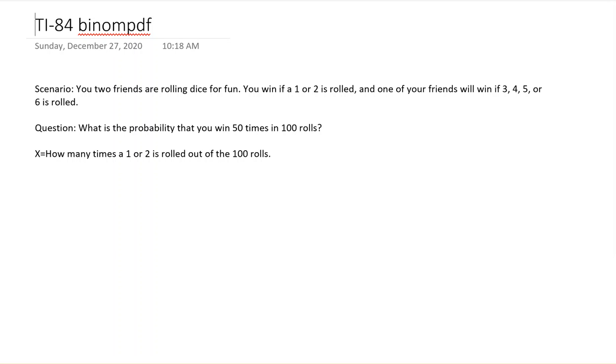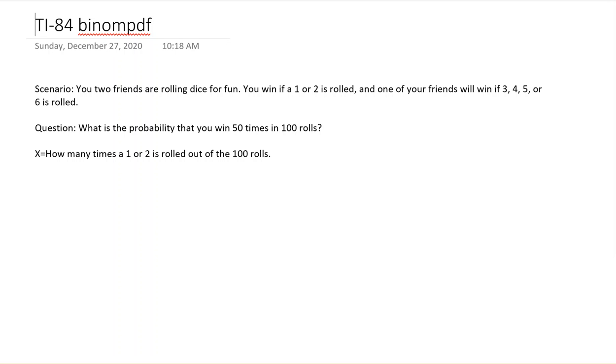So, is it a binary option, successes and failures? Yes, a success is rolling a 1 or a 2, a failure is a 3, 4, 5, or 6. Are all the rolls independent? Yes, they are independent of each other. One roll is not going to affect the other. Do we have a fixed number of trials from the outset? Yes, 100 rolls. And the probability does not change, so it's always going to be 1/3 probability that you win. So probability of success stays the same. So this is definitely binomial.